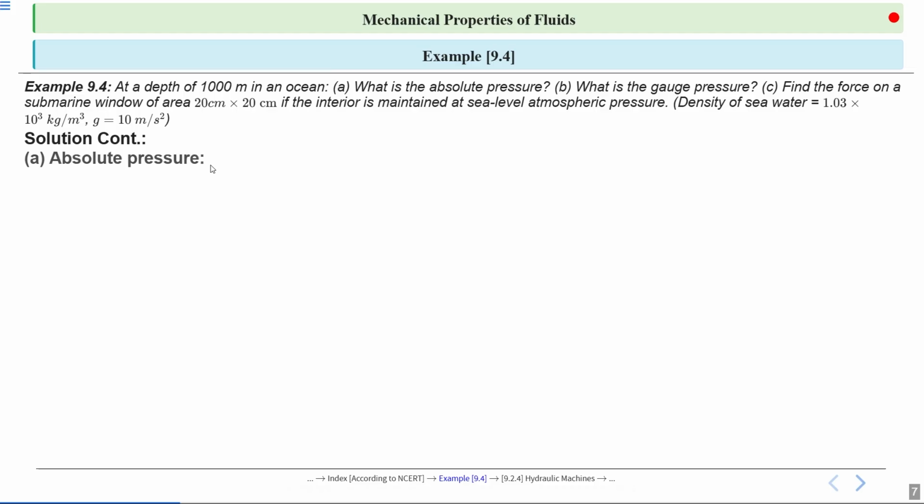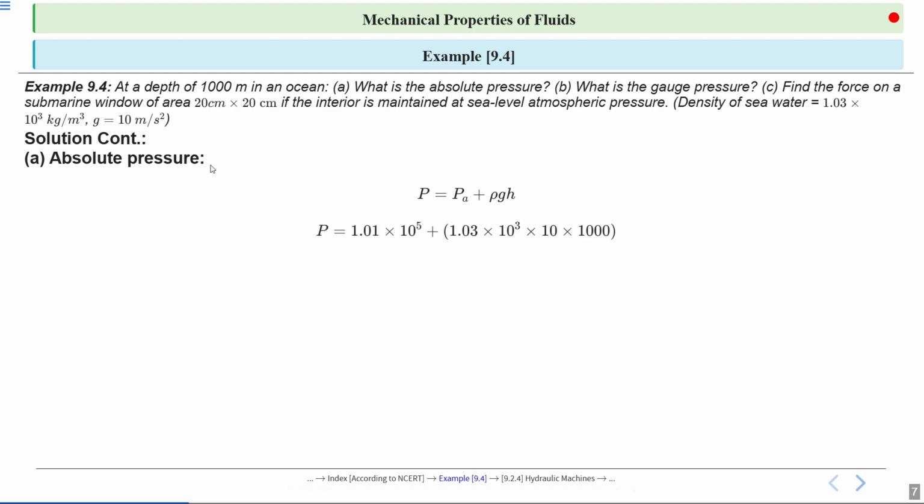Now let's start by determining the absolute pressure at this depth. Absolute pressure is the total pressure exerted on an object, including atmospheric pressure. So the formula for absolute pressure is P equal to Pa plus rho g h. Here Pa is the atmospheric pressure at sea level, rho is the density of the fluid, g is the acceleration due to gravity, and h is the depth. This equation helps us calculate the pressure at any given depth.